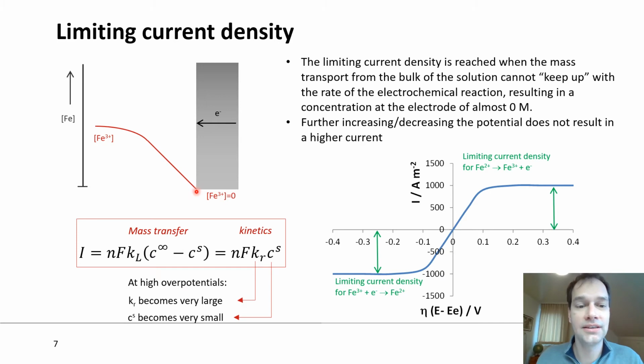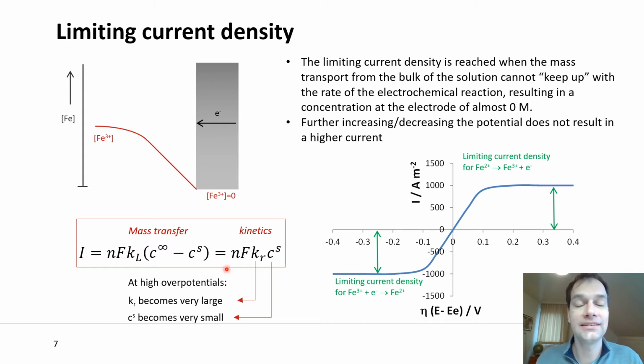You can also see that here with the equations. So we have the mass transfer from solution driven by the concentration difference, and also, of course, the mass transfer coefficient, KL. And you can see that this reaches a certain maximum value, because if Cs is 0, you cannot make the mass transfer even bigger. So this is kind of independent of potential.